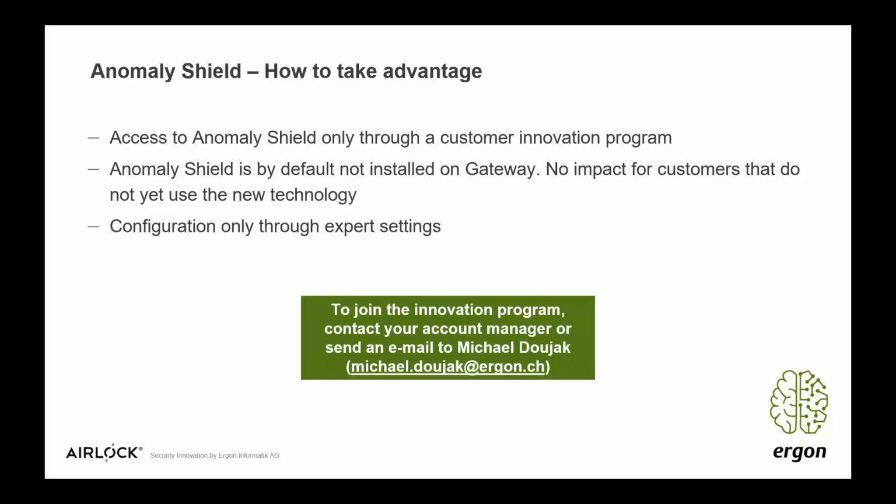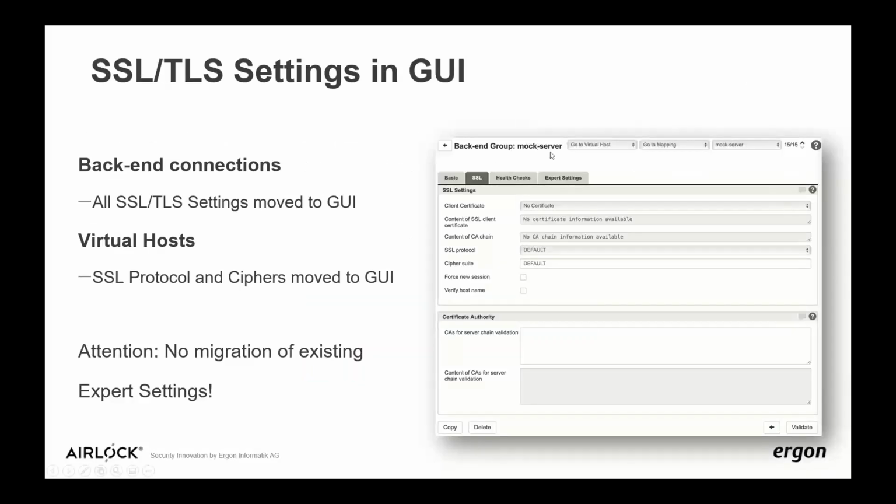For those who don't want to join the Anomaly Shield, there are also some changes within the Airlock Gateway 7.6, which actually are not as fancy as other changes might have been, but for everyday work, it's quite interesting. For instance, the SSL TLS settings are finally in the GUI. So if you want to set up backend connections using a client certificate, or having a specific SSL TLS version per backend group, you can do that now in the GUI.